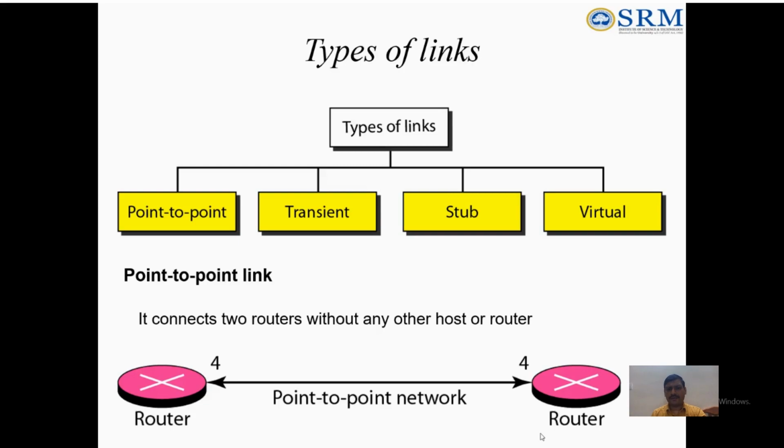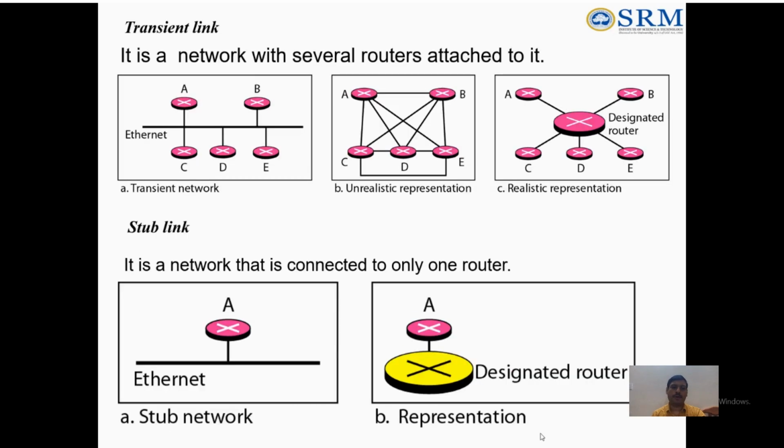These are the different types of links. The types of links are point-to-point, transient, stub, and virtual. These are the four types of links available in OSPF. A point-to-point link connects two routers without any host or router in between. That means a direct router-to-router connection, like the point-to-point connection we have between PCs. The router connects from one router to the next router directly, without any intermediate step. So within a single hop, it will reach the next router destination. This is what we call a point-to-point link.